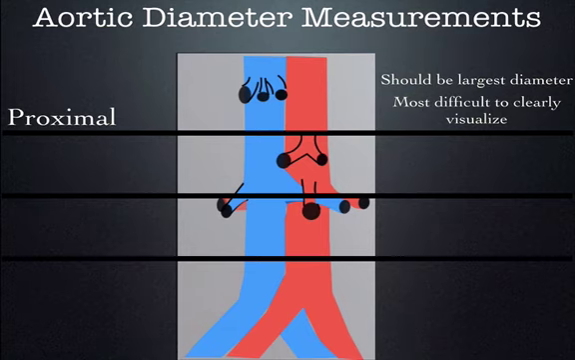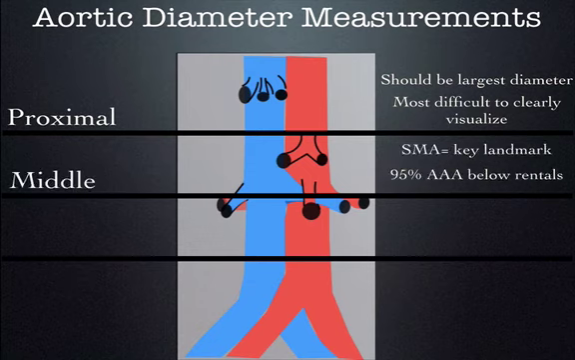And it also is going to be the largest diameter. Remember I said earlier that you can actually have a 3.9 centimeter proximal aorta and that be normal in the male patient. The middle segment, the key landmark for the middle segment is going to be the superior mesenteric artery.